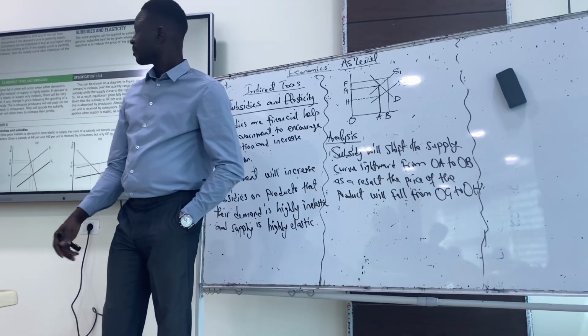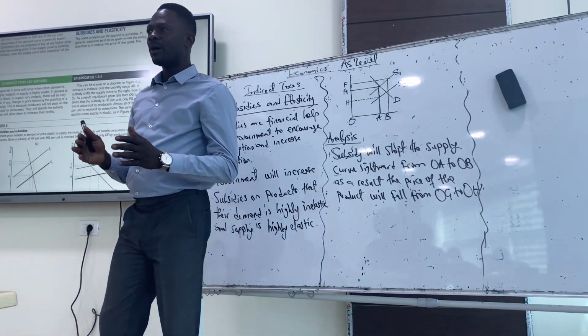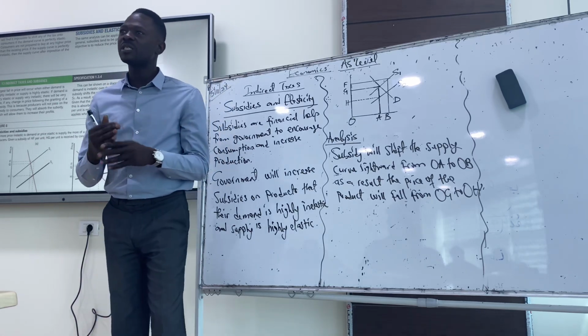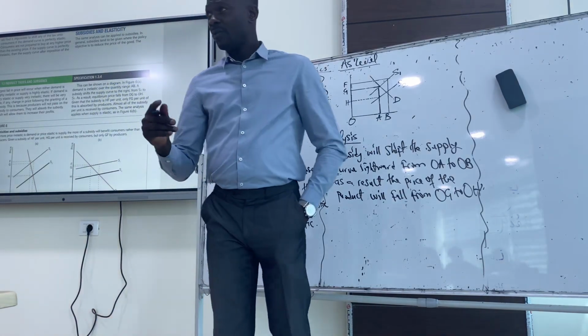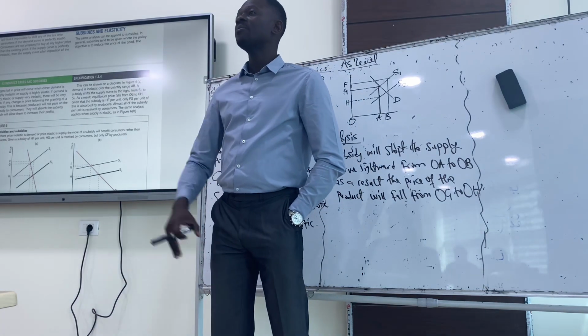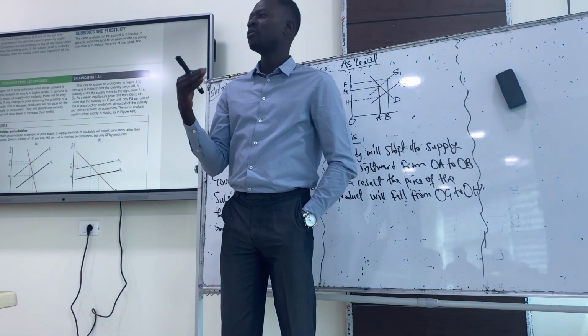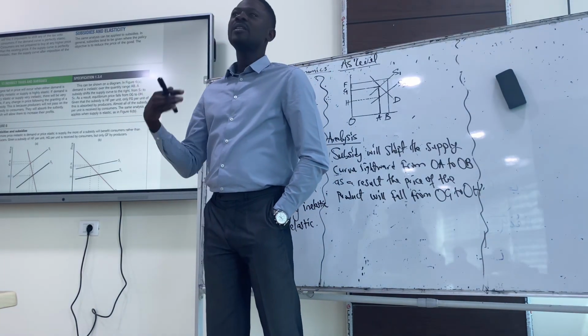So the last thing we need to talk about, we've talked about taxes. Now we need to talk about the opposite of tax, which is subsidy. For subsidy, it's a financial help from government to encourage production and to encourage consumption.